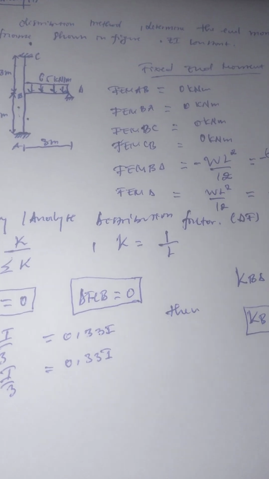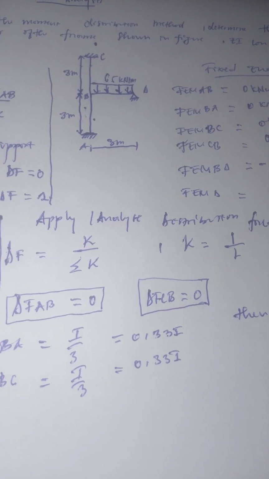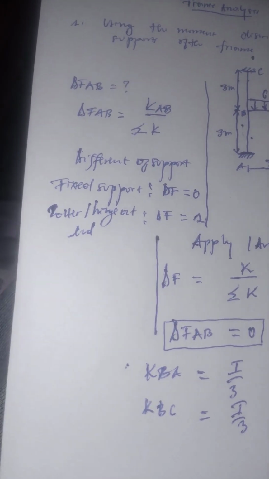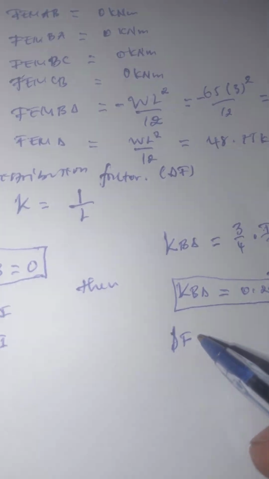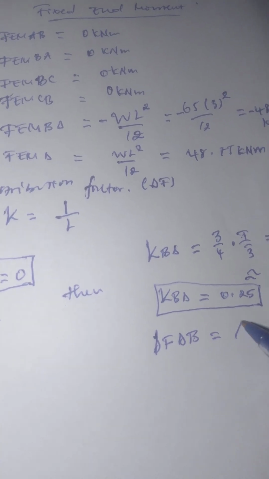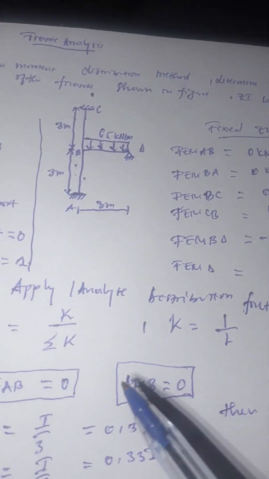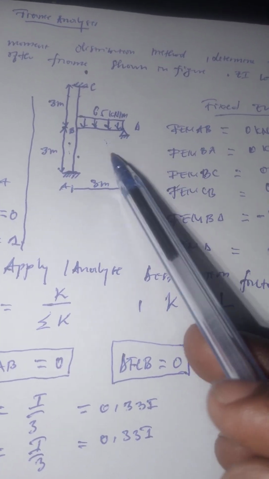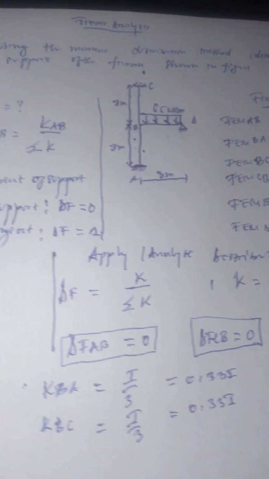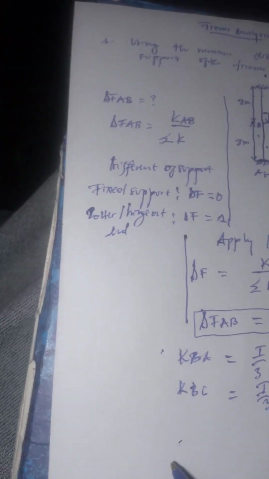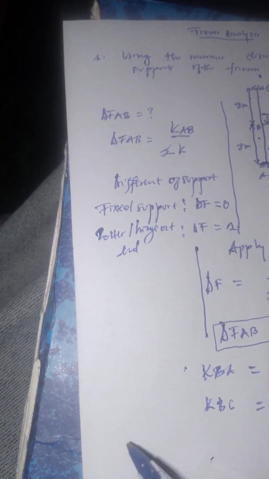After we get this, we start our calculation. Distribution factor at DB must be equal to 1, because it is the roller support here. Distribution factor must be equal to 1. Then here we continue to analyze the distribution factors.